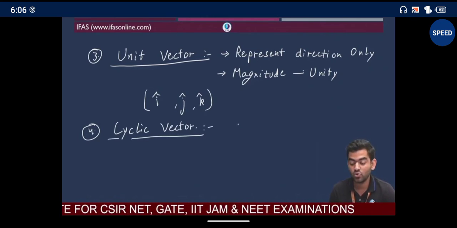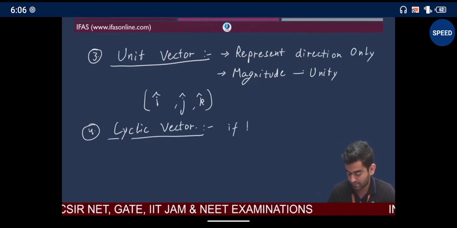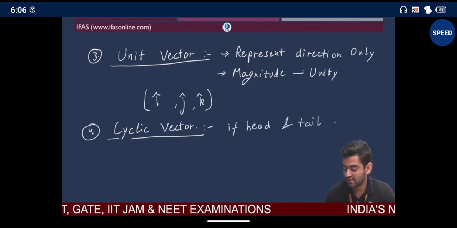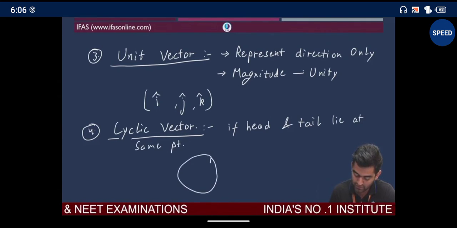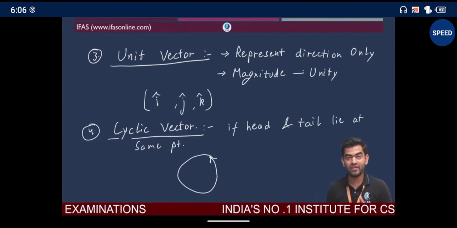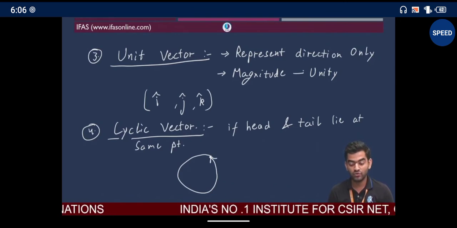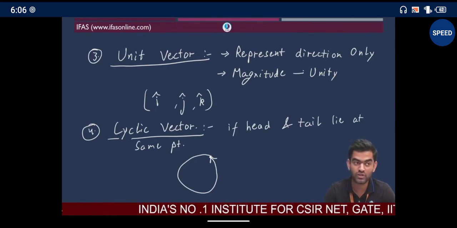A cyclic vector is that vector whose head and tail lie at the same point. For example, this kind of vector, whose head as well as tail lie at the same point. These kinds of vectors are called cyclic vectors. So these are the few types of vectors that I have explained. Now let's start with the question part. Let's practice the question now.